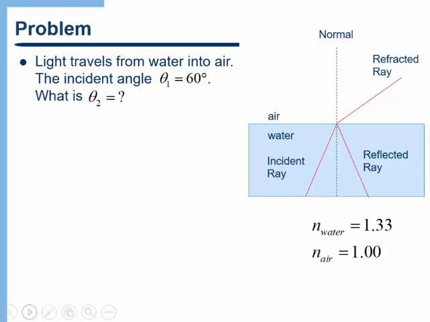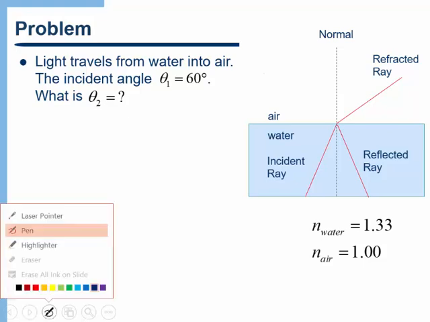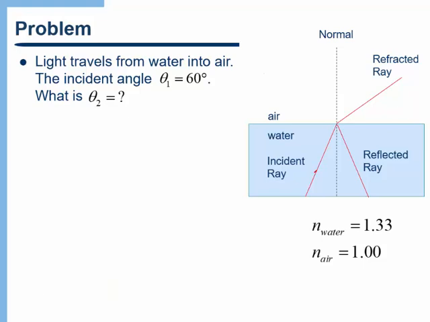Let's look at the following problem. Here we've got light that is incident in the water, so it's coming from the water. It's hitting the interface between the water and the air, and we're told that the incident angle is 60 degrees. So that's theta 1, and we're asked to find theta 2. So go ahead and pause the video and calculate theta 2 for me, and then restart the video.